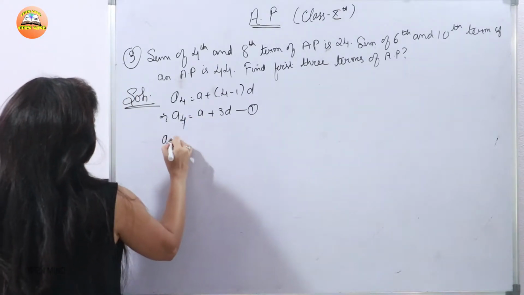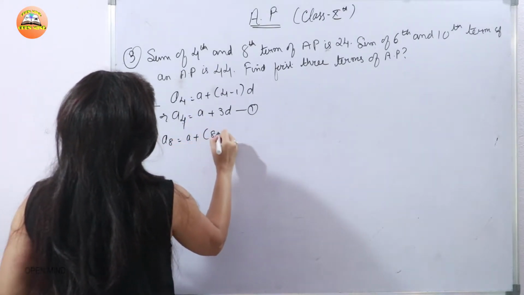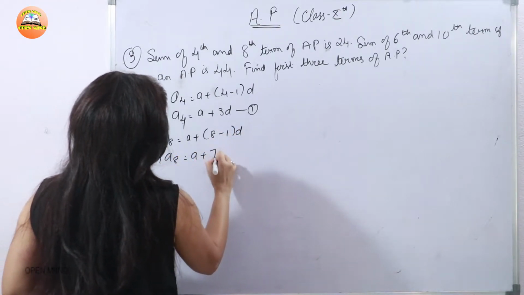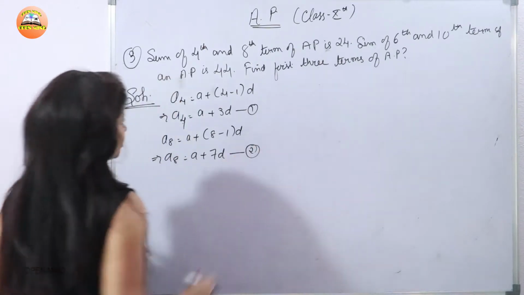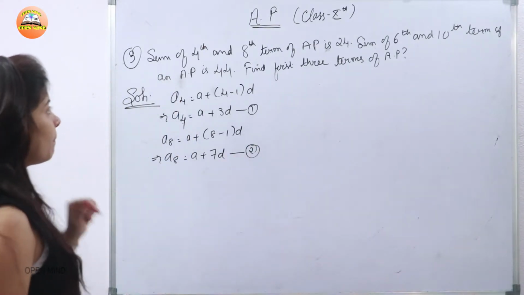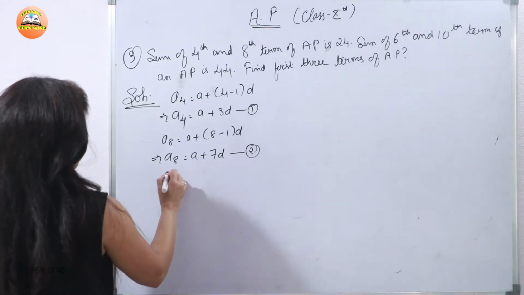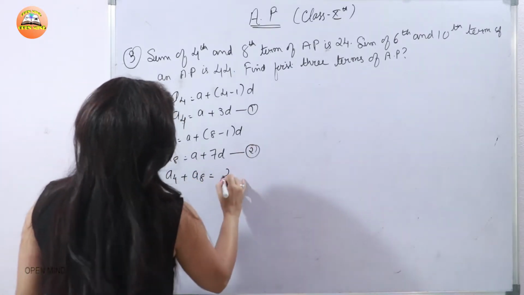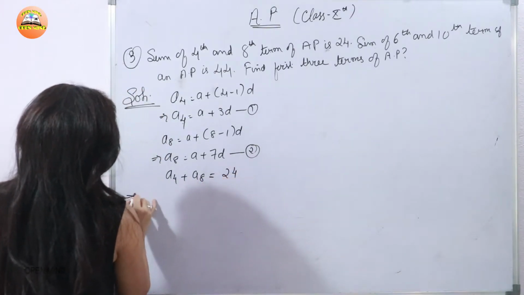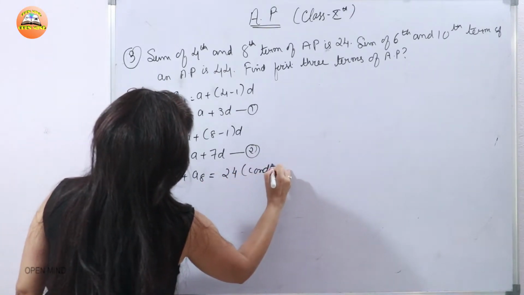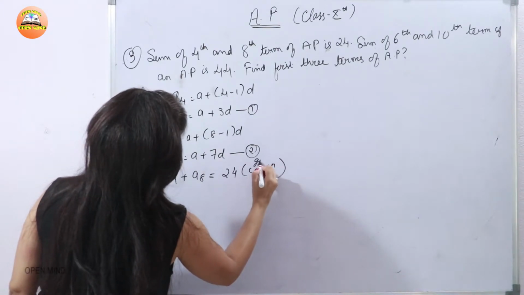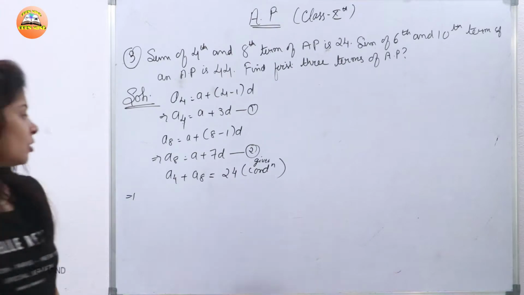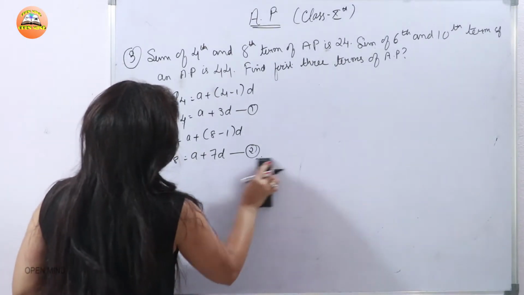Similarly, a8 is equal to a plus (8 minus 1) into d, which implies a8 is equal to a plus 7d. Put it as equation number 2. Now they said sum of 4th and 8th term. This means a4 plus a8 is equal to how much? 24. So this was the condition given to us. According to the given condition, just write it down in the bracket, or you can write it as one step over here.